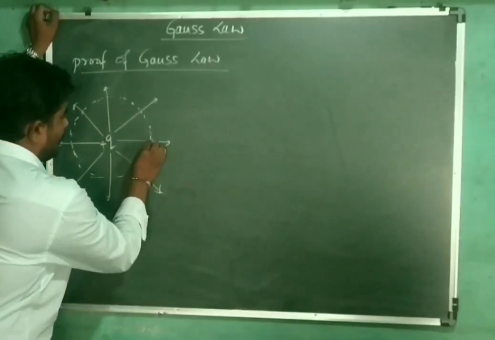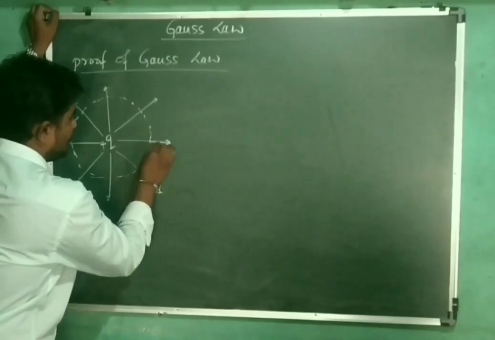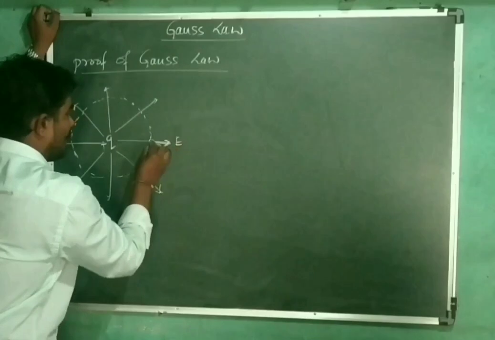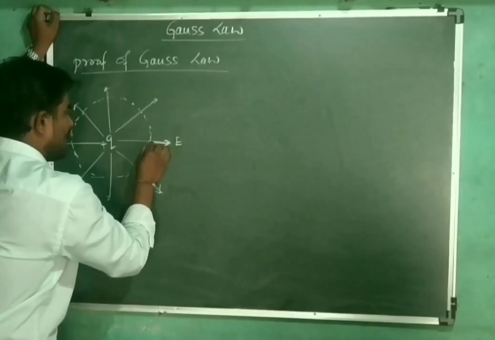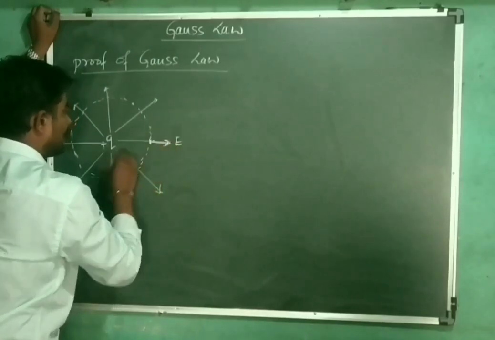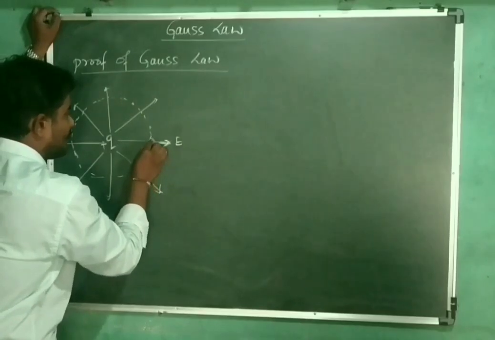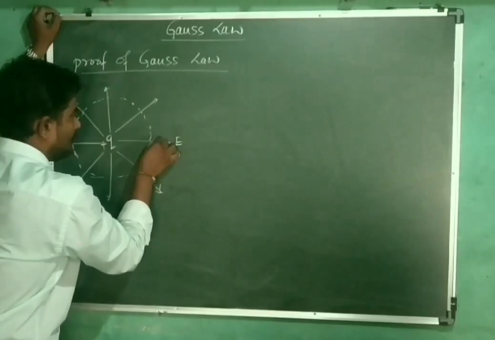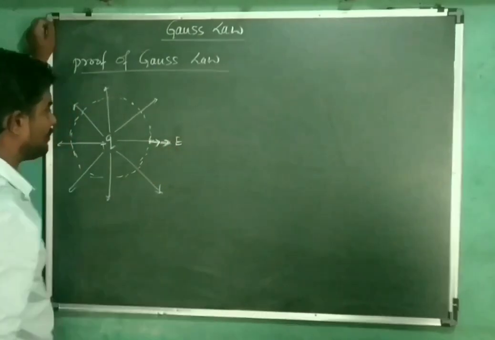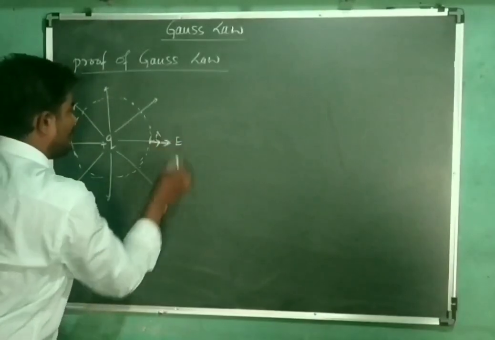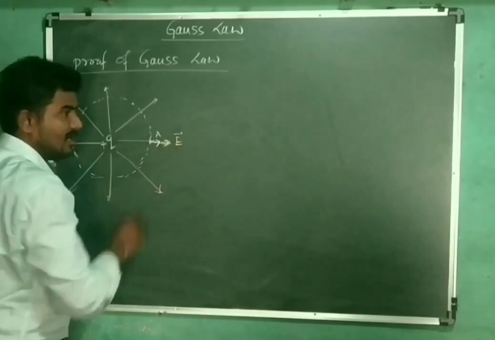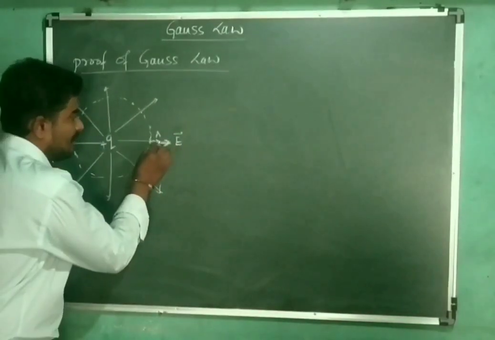And you can observe here, this is the direction of electric field E, and if I consider a very small area dA, the total area is A. If I consider a very small area dA, then the direction of dA is normal to this surface, and this is the direction of A. The angle between the electric field and the area vector, both are the same, I mean it is 0 degree.